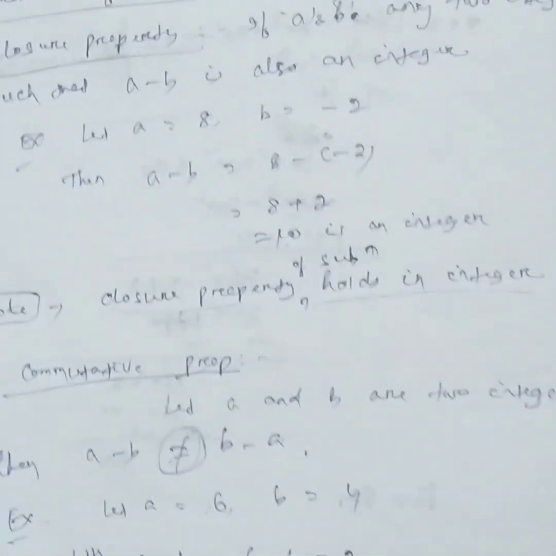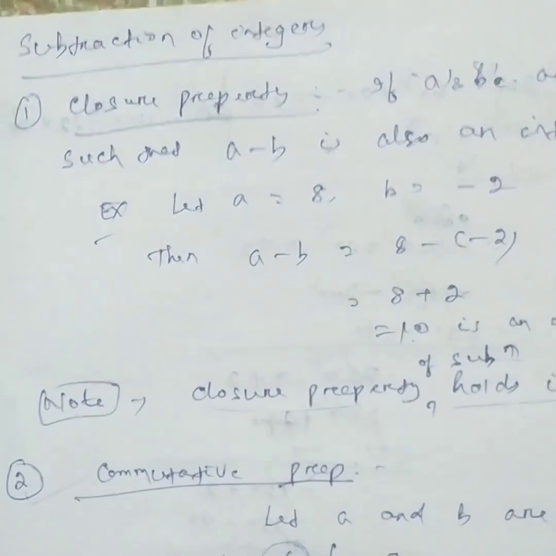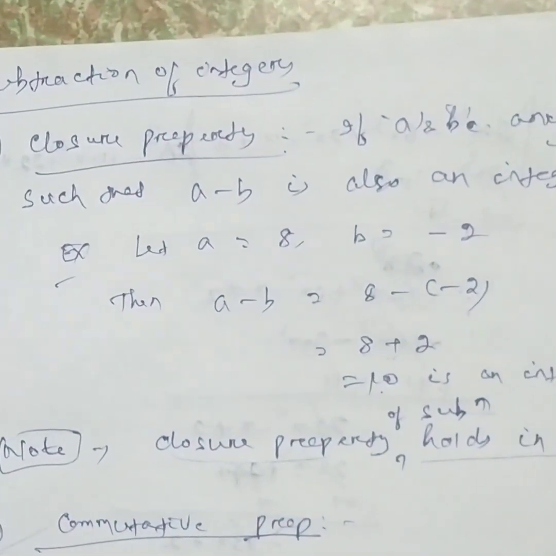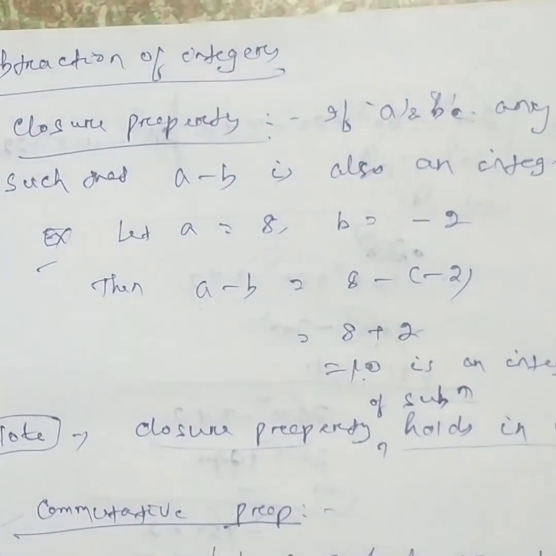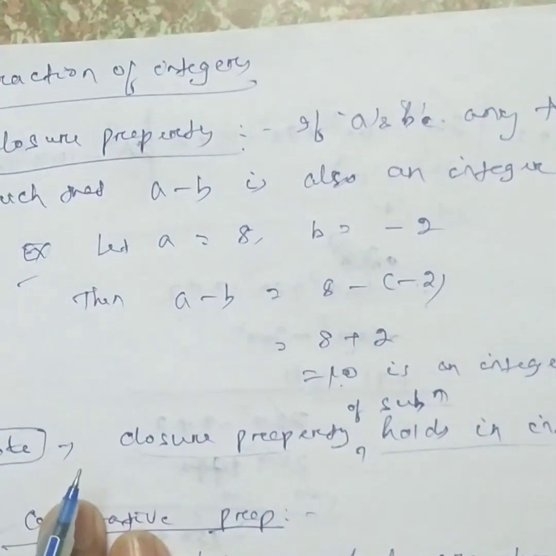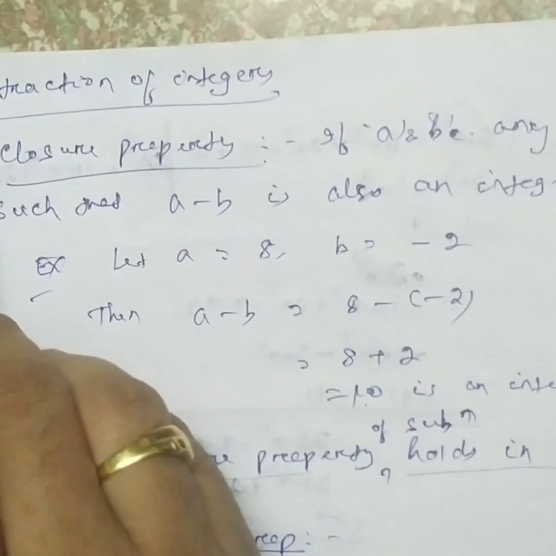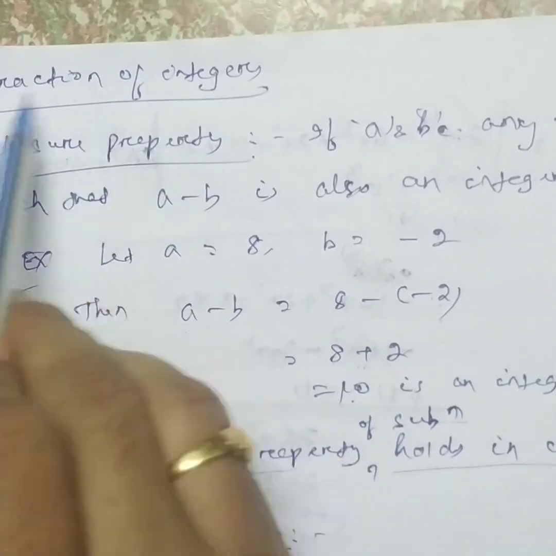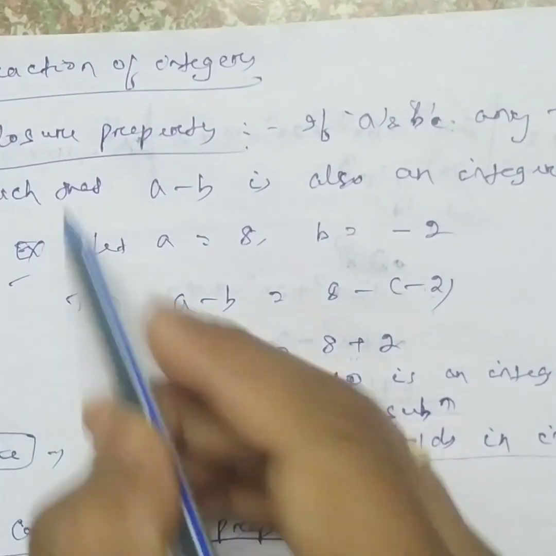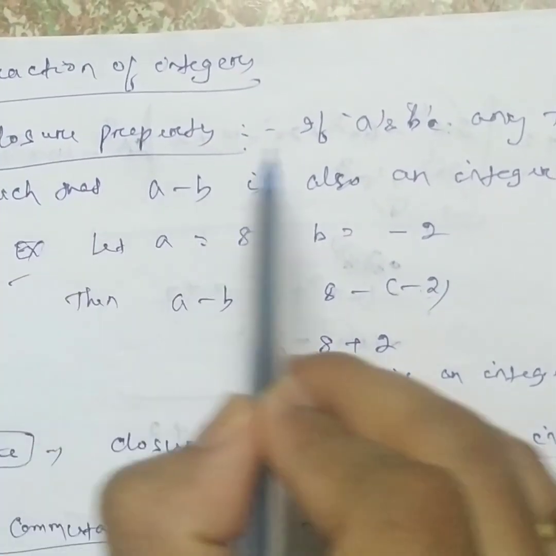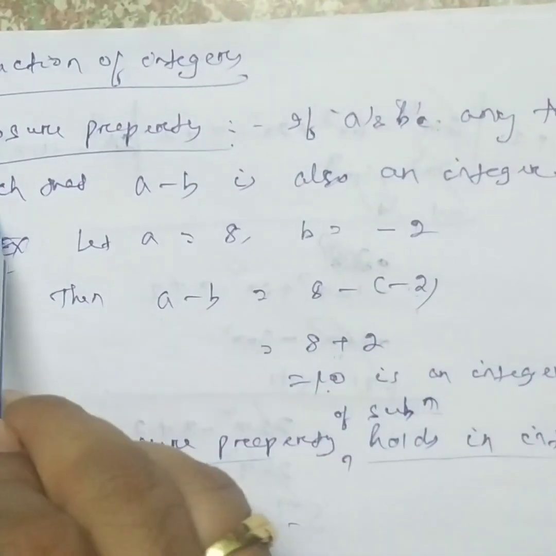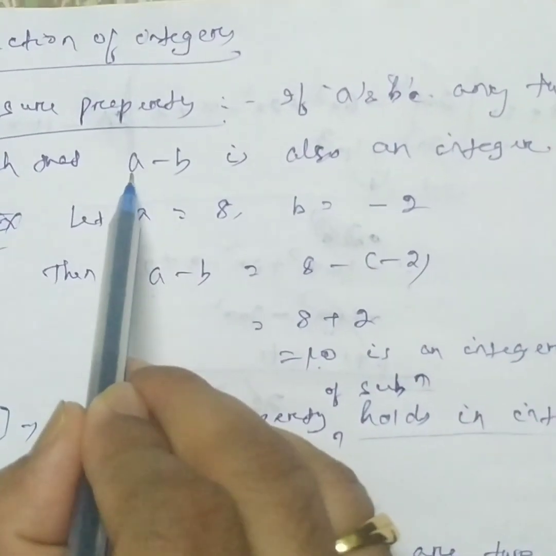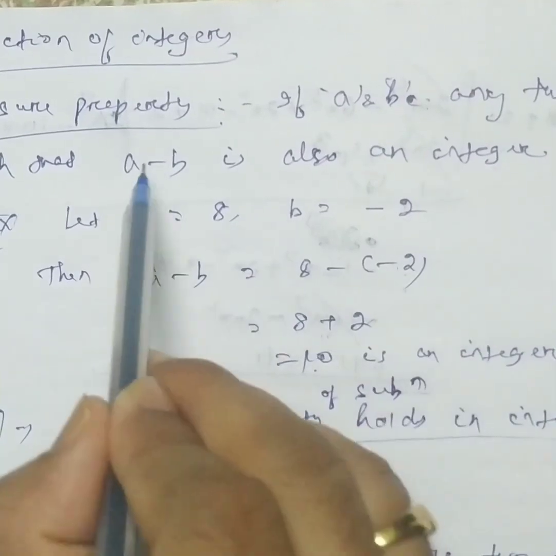Next, addition properties are finished. Next, we come to subtraction of integers. These properties we will go on. First property, closure property. If A and B are any two integers, then their difference is also an integer. A minus B is also an integer.